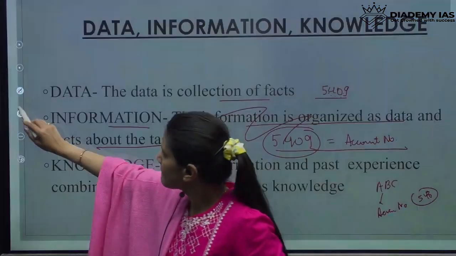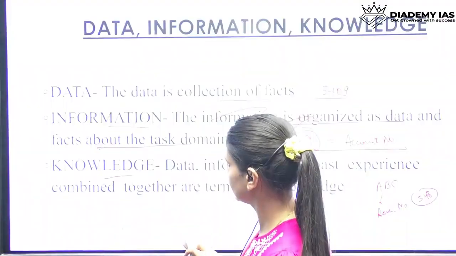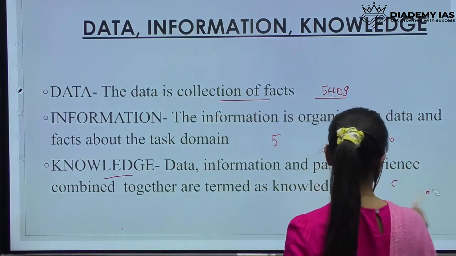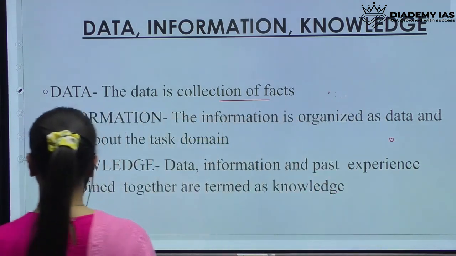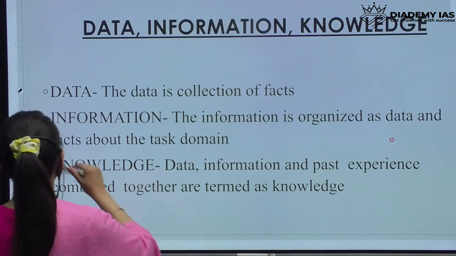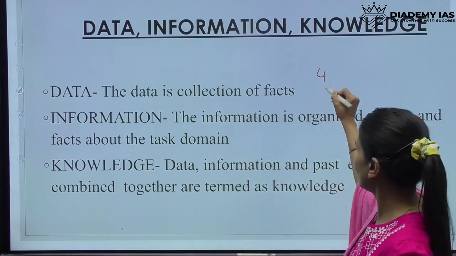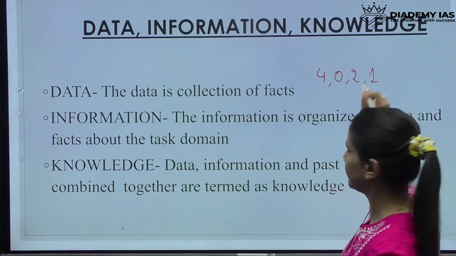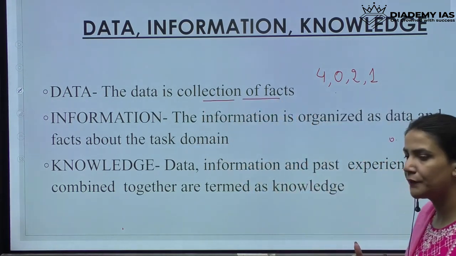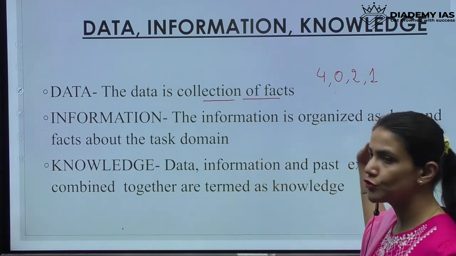So beginning with the concept of data, let's say I have taken four numbers, 4, 0, 2, 1. These are just four digits that I have taken. Data is basically a collection of raw facts. It can be numbers, it can be alphabets, anything in that consideration. So this is what data is: 4, 0, 2, 1.